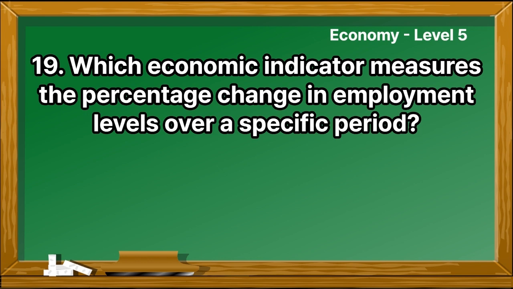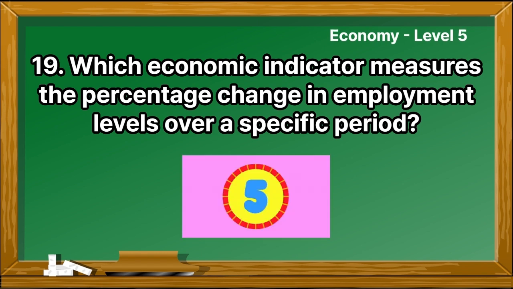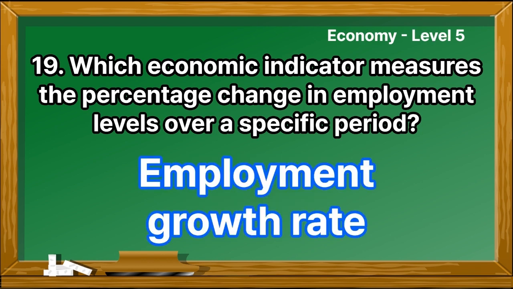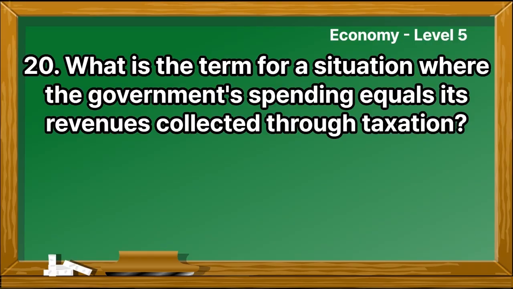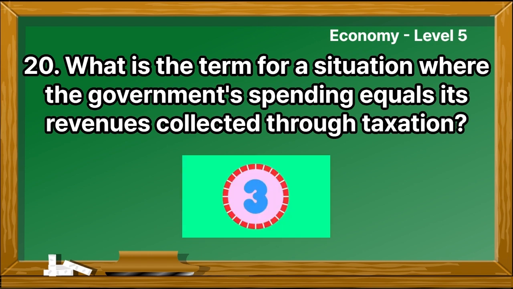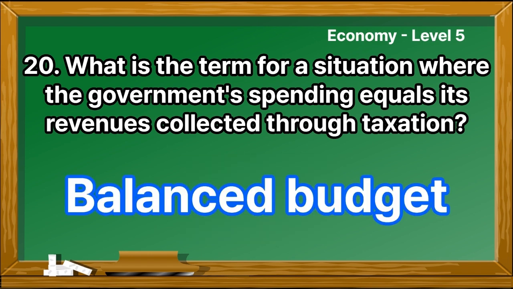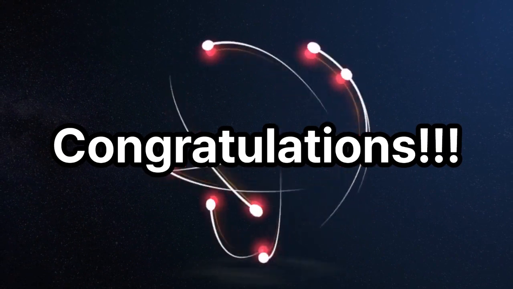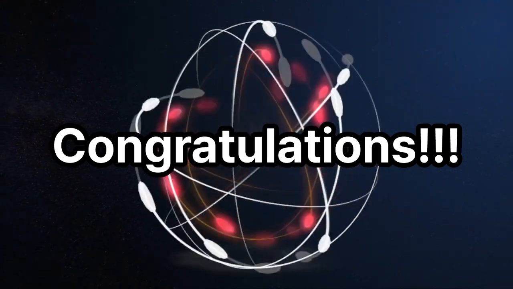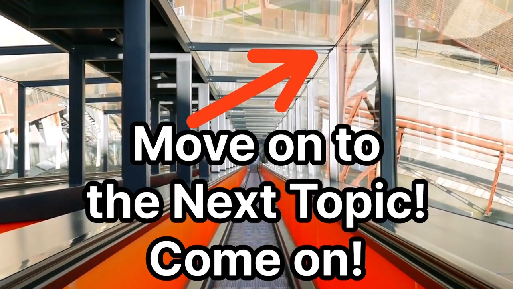Which economic indicator measures the percentage change in employment levels over a specific period? Employment growth rate. What is the term for a situation where the government's spending equals its revenues collected through taxation? Balanced budget. Congratulations! Move on to the next topic. Come on.